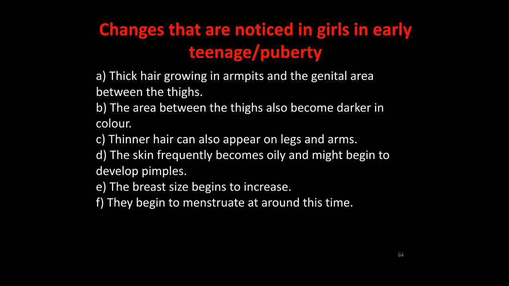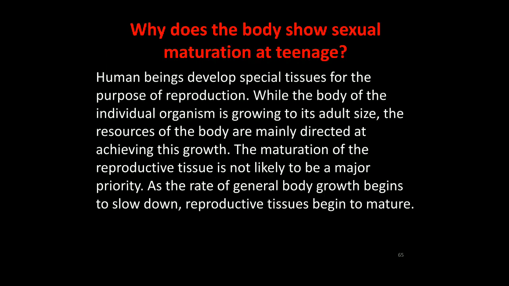Next, in girls, thick hair grows in armpits and genital area between the thighs. The area between the thighs also becomes darker in color. Thinner hair also appears on legs and arms. The skin frequently becomes oily and might begin to develop pimples, and mainly to feed the future baby, the breast size starts to increase. It starts to develop. They begin to menstruate at around this time.